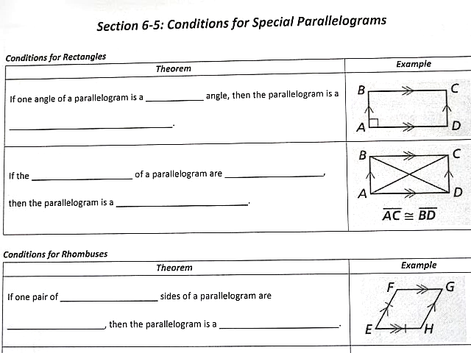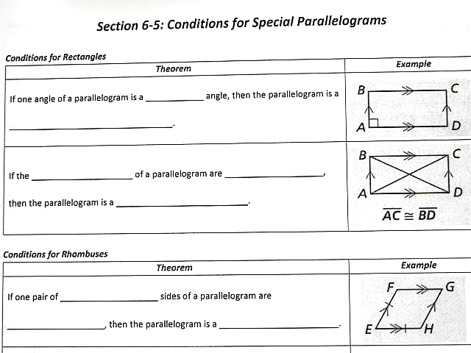Hey guys, for section 6.5 we are looking at the conditions for special parallelograms. So what that means is now we are going to start looking at, okay, what is this figure? Is it a rectangle? Is it a rhombus? Is it a square? Is it a combination of these things? So we need to know what all these different properties are, okay?